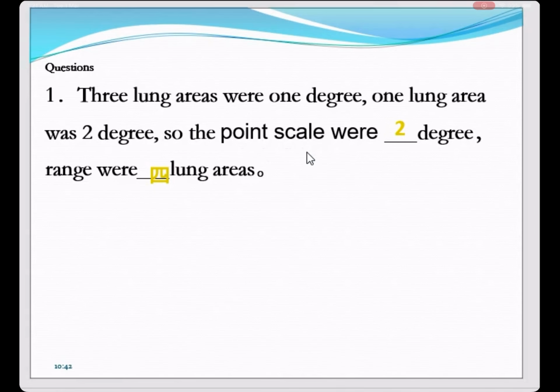The point scale uses the highest degree for the patient, and the range puts all the lung areas together. So 3 lung areas plus 1 lung area equal 4 lung areas. For this patient, the range was 4 lung areas, and the point scale was 2 degree.